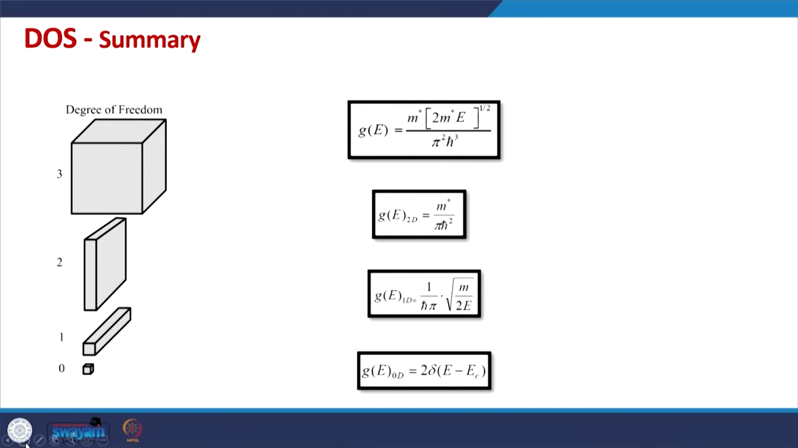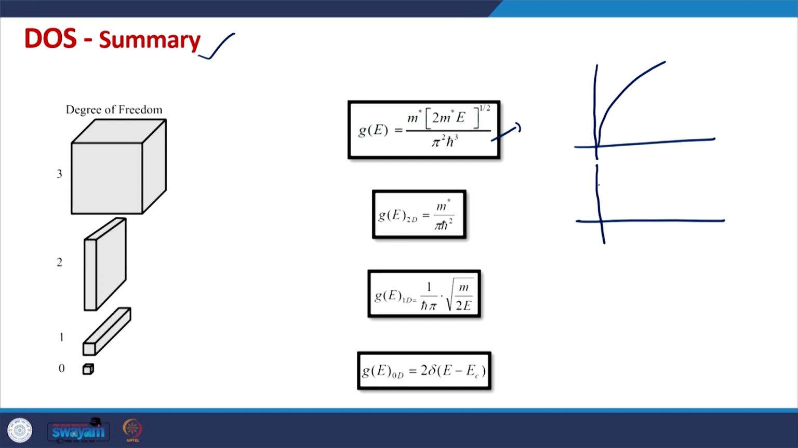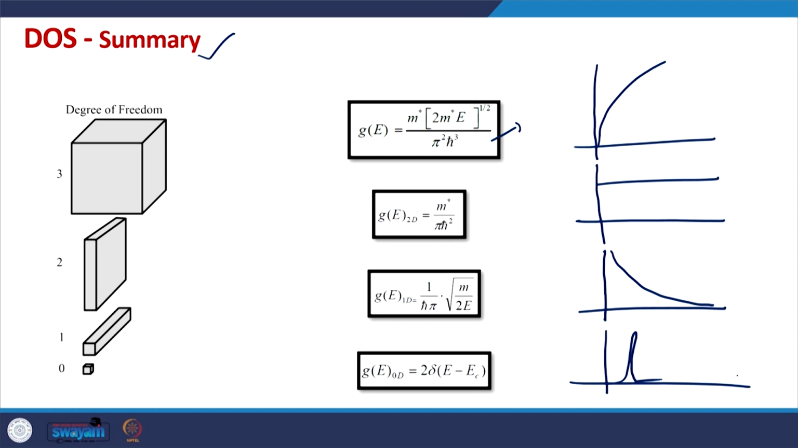So, let me quickly review what we have done so far. We concluded this important topic on density of states, and we saw that as the dimensionality of the system changes, the form of the density of states changes fundamentally. For 3D systems, the density of states is an increasing function. For 2D systems, it is a constant function. For 1D systems, it is a decreasing function, and for 0D systems, it is a delta function in a way.